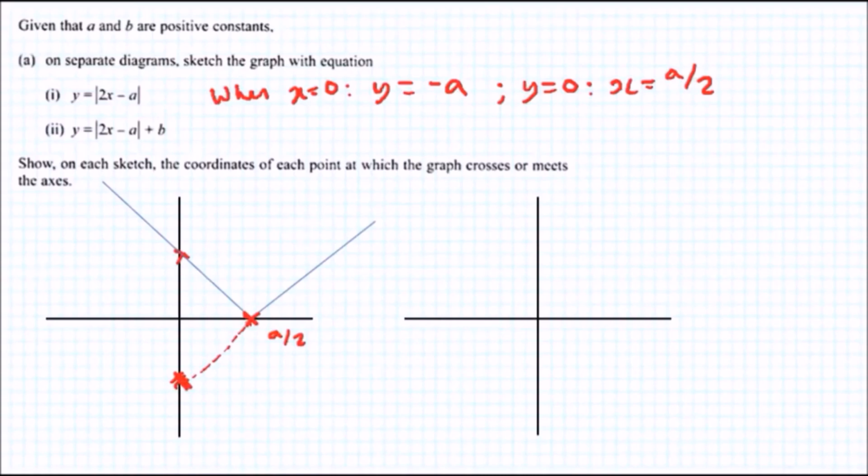Okay, and let me just label these properly. So we said this was minus a, so this would be positive a, and this here a over 2. Now for the second equation, it's the same thing, except now we've raised the whole equation, the whole system, by plus b. So this entire shape will be reflected here, except it's raised by level b.